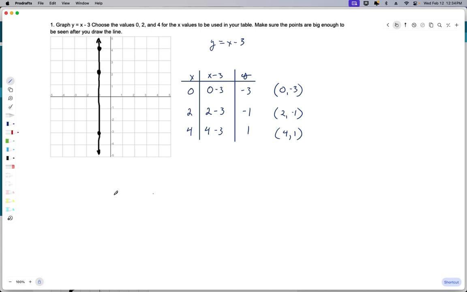I'm graphing this on the line for you. 0, negative 3. 0 on the x value, negative 3 on the y. 2 on the x line, negative 1 on the y. 4 on the x line, positive 1 on the y. See? Positive 1, 4. This is your line, sweetheart.